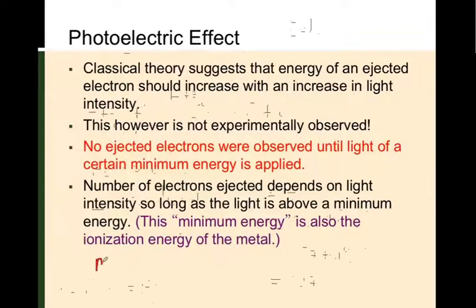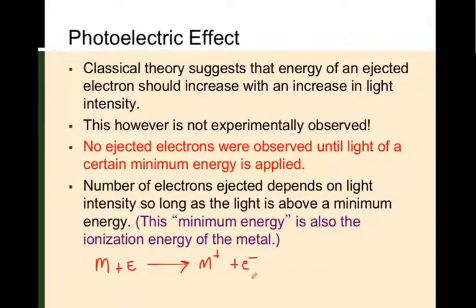So for example, if we have a metal M plus this energy E, we can create M plus, which is the cation, which has lost an electron, plus this electron. And that electron is the one that's going to carry our current. And this is the ionization energy. So this energy that we've given it from the light is sufficient to turn the neutral metal into a cation plus an electron. And that electron is then what carries the current.